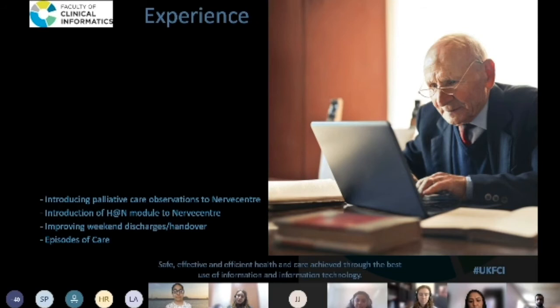In terms of the projects I've been involved with, last year I was looking at introducing palliative care observations into Nerve Centre instead of News 2 for our patients who are end of life. And this year I've been involved in a number of projects, again, all related to Nerve Centre so far, in terms of adding hospital at night modules, improving weekend discharges and handovers to try and improve our patient care.